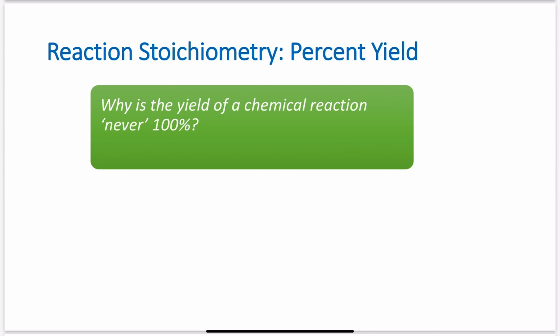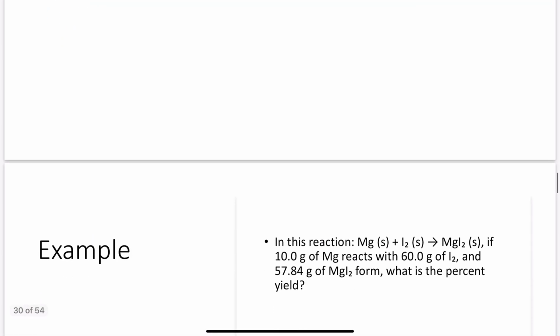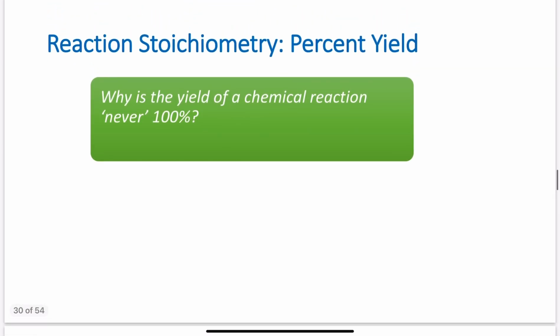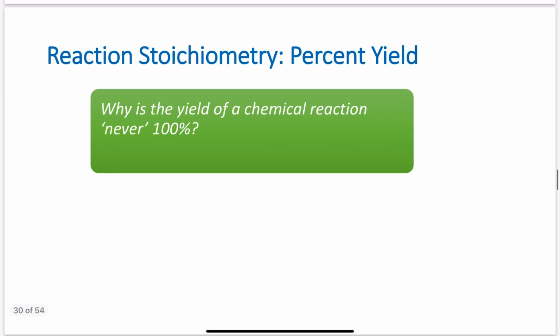So why is the, I apologize, it's supposed to have more things in this slide. It didn't copy over correctly into the PDF. But why is the percent yield of reaction never 100%? Well, number one, reactions do not always go to completion.